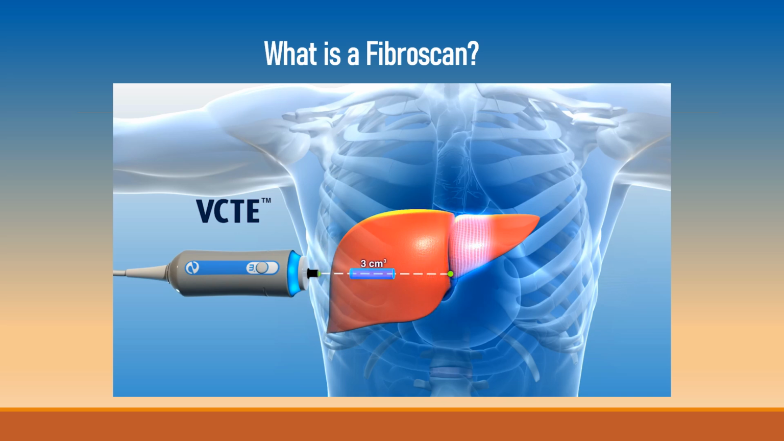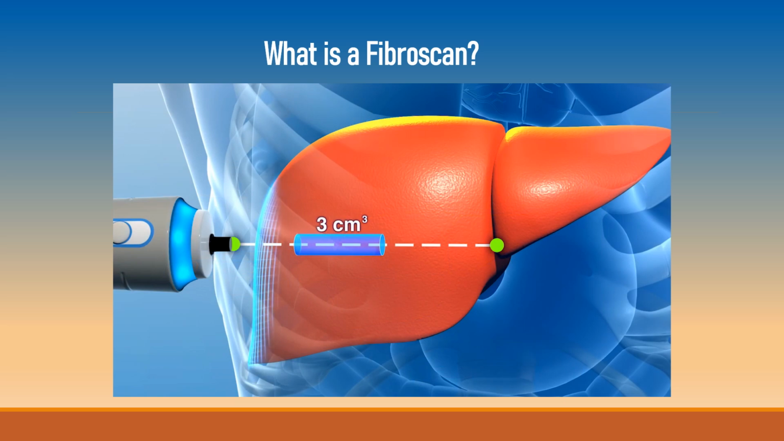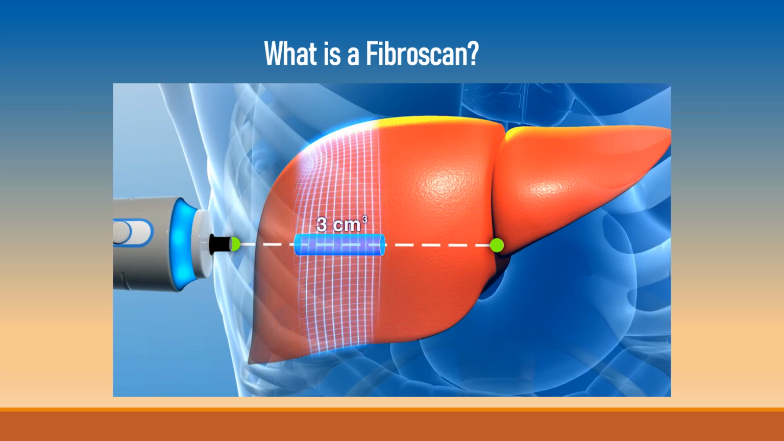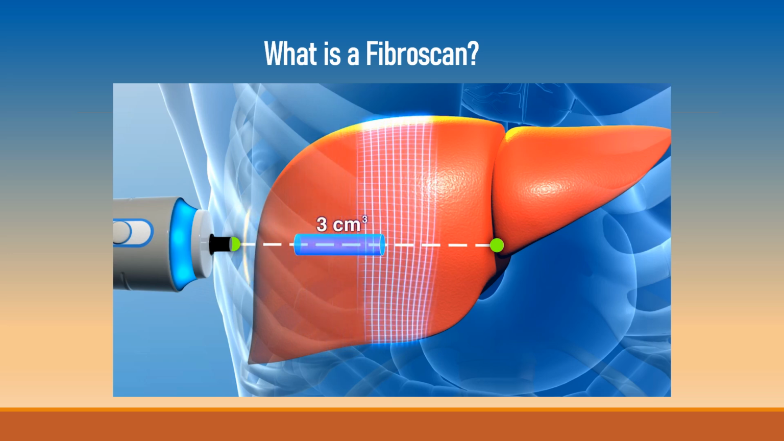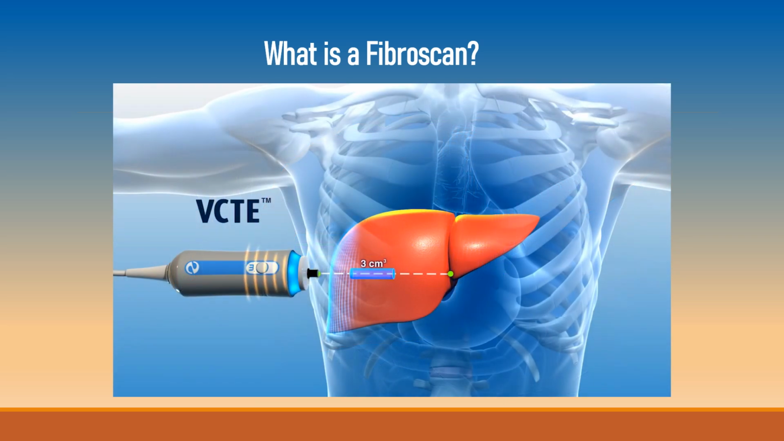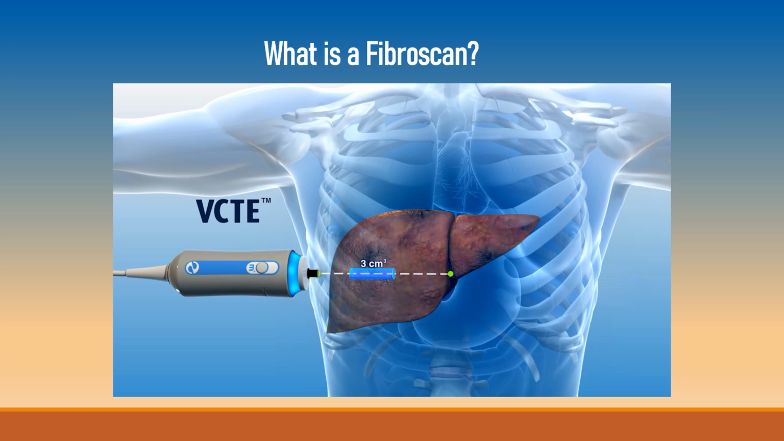The shear wave's speed is measured by ultrasound pulses which reflect off the wave as it passes through the 3 cubic centimeter exam cylinder. The speed of the shear wave is used to calculate liver stiffness, reported in kilopascals. Here, the shear wave moves slowly through a healthy liver. In a cirrhotic liver, the shear wave moves very rapidly.